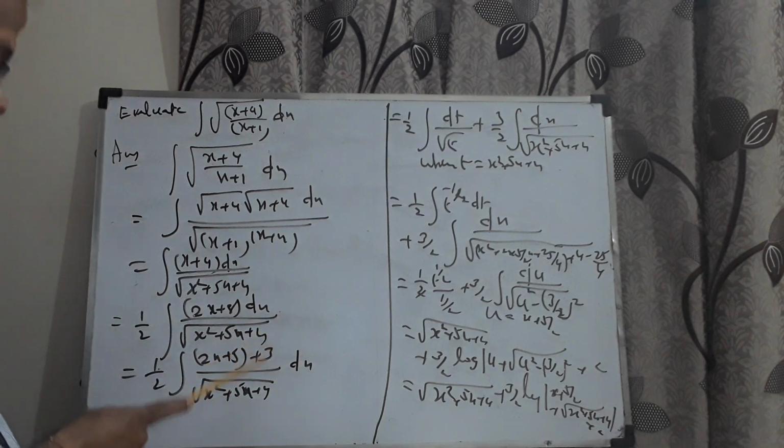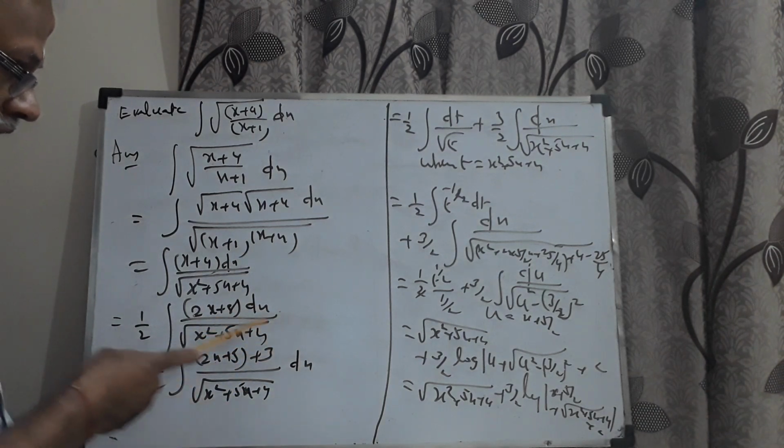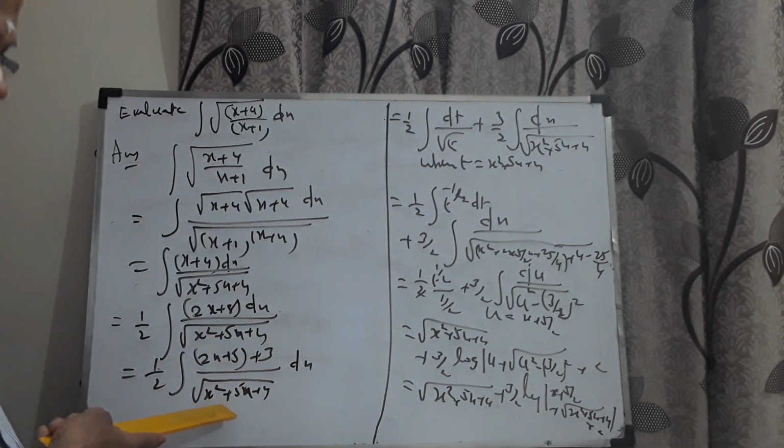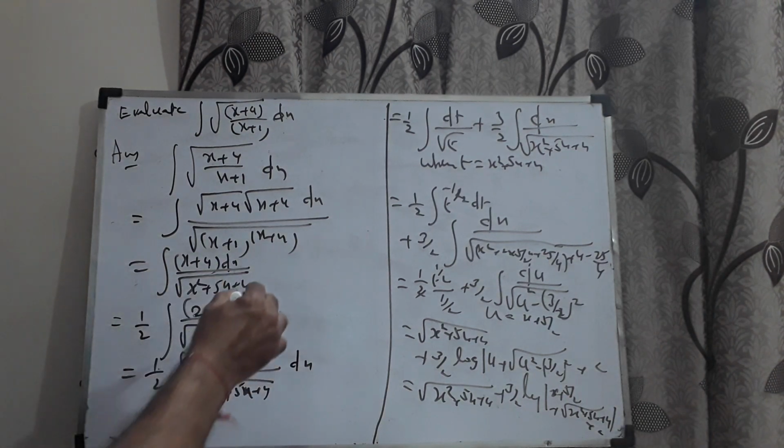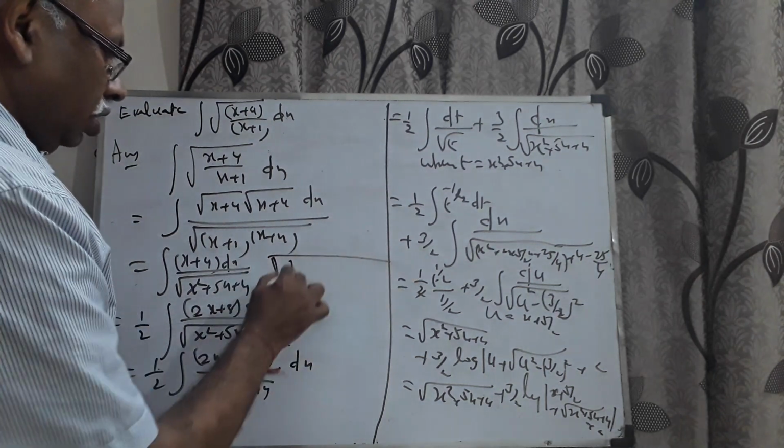And here, if you are not very thorough about going this method, it's very easy. Still, if you are not very thorough with this, use the method x plus 4 is equal to capital A into d by dx of x square plus 5x plus 4 and do. I'll show the other method also here for your convenience.